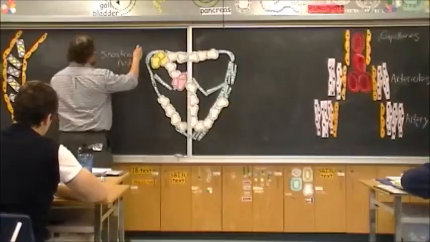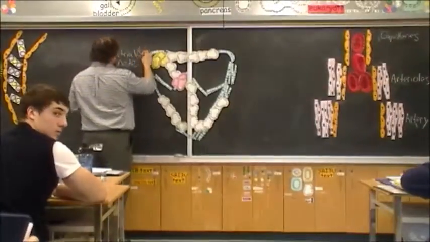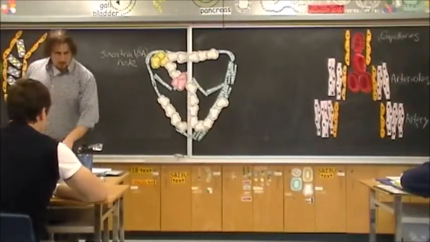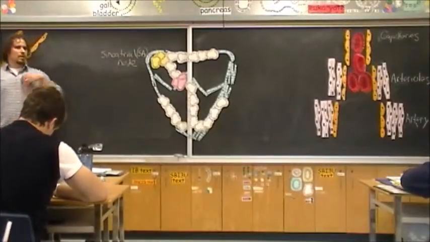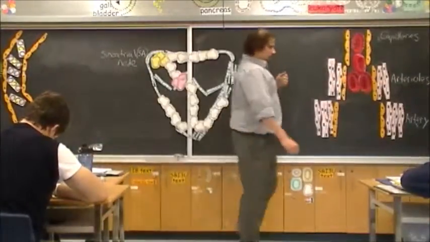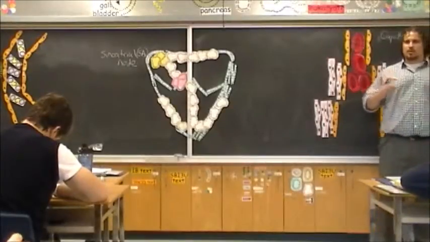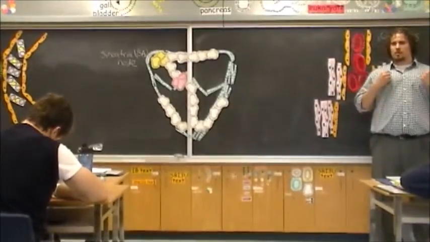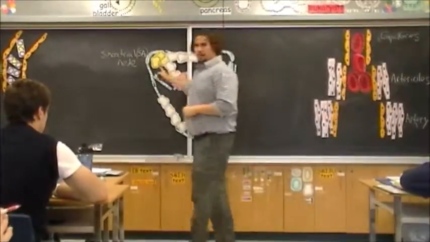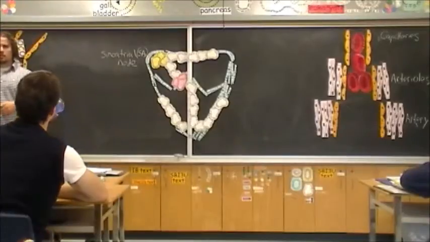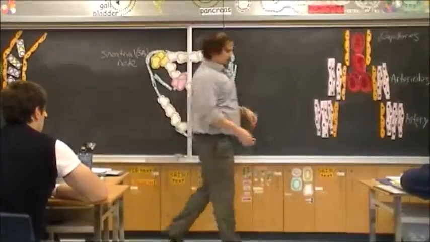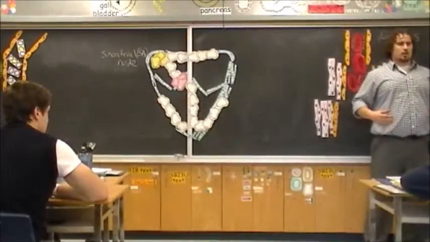The sinoatrial node, or the SA node. What does it do? It starts the electrical signals that cause your heart to beat. Because remember, your heart is a muscle, and like all muscles, it needs a signal to tell it to contract and when to relax. Yes? Is that a part of the pacemaker? That is your natural pacemaker. Yes, very good. So the SA node is your natural pacemaker. It's what sets your base, your resting heart rate.